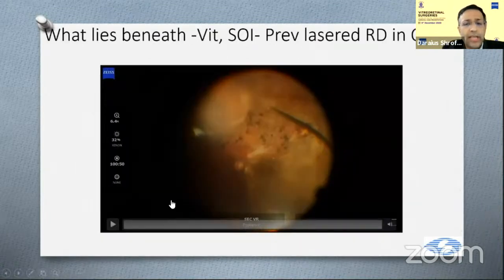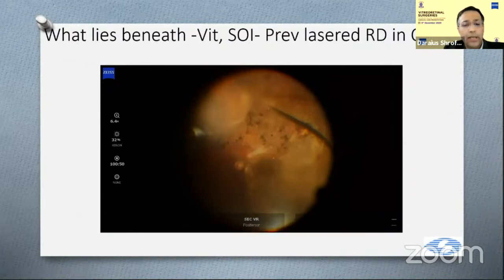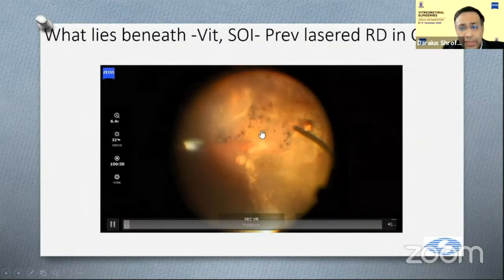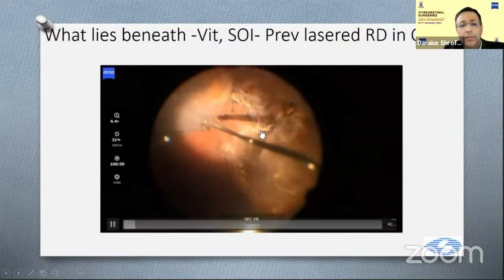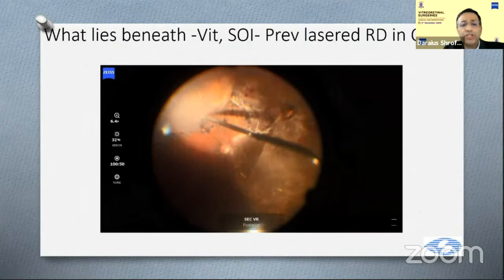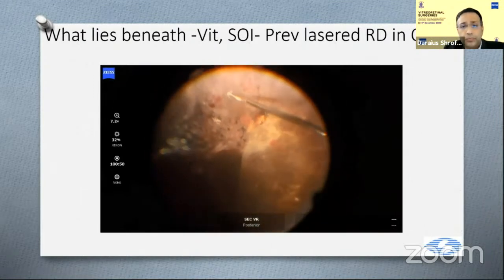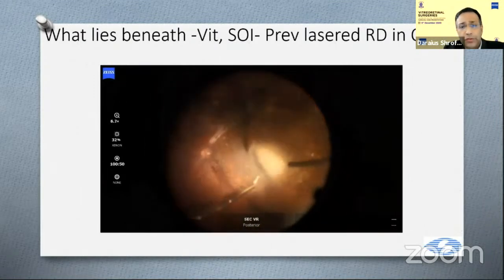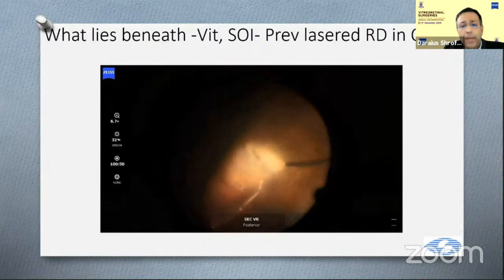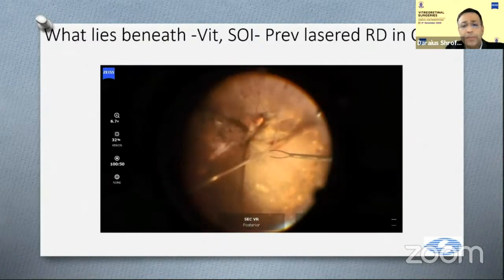So this is another case, like a Coats case which Dr. Aditya had also shown. This was a patient who earlier had a treated retinal detachment in the periphery but came with an acute on chronic RD. You can see there's a lot of subretinal exudation, cholesterol crystals, etc. We found that this is why the retina is not going back, so we realized that we may need to remove this.